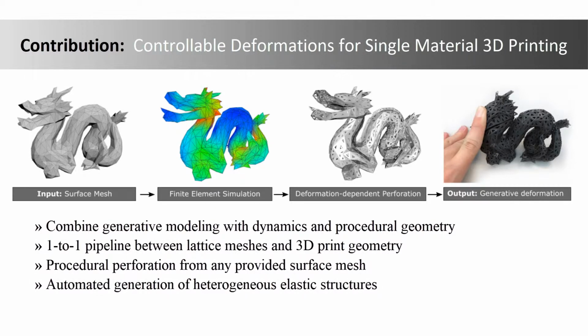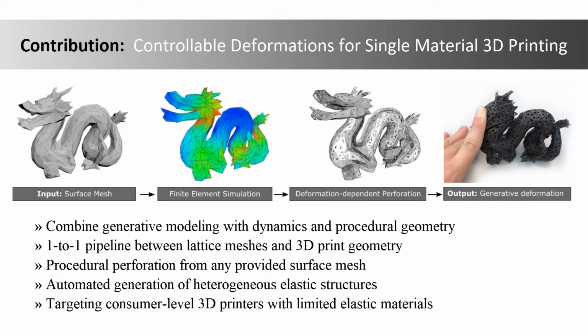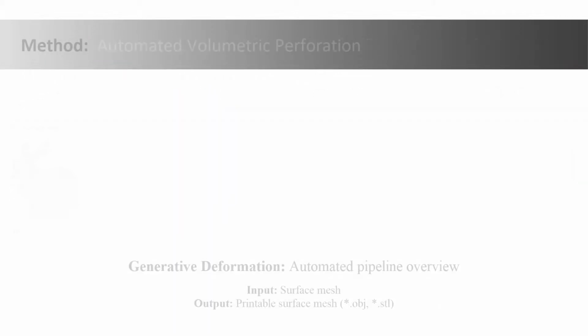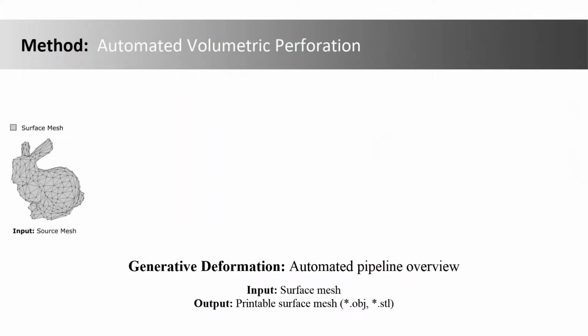This provides an automated generation of elastic structures that can be printed on consumer-level 3D printers with a limited number of elastic materials. The perforation pipeline is defined as a 6-stage process.